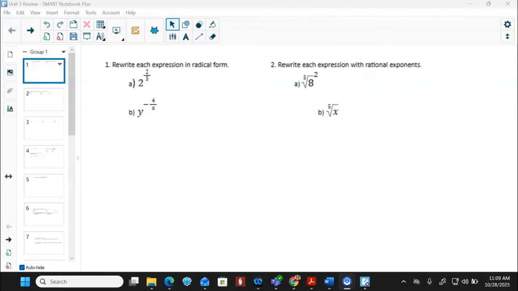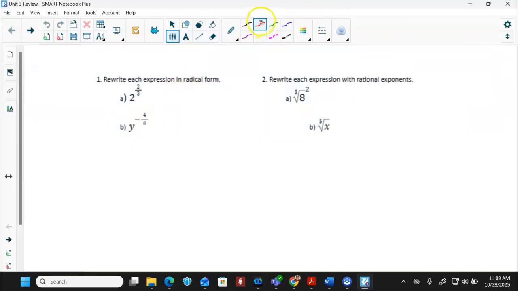All right, guys, this is a review for our Unit 3 test. All right, so the first question is asking you to rewrite each expression in radical form. So remember, radical is your root, okay? So we are going to make a root 2. The big 2 goes on the inside. Now the bottom 3 goes on the outside, and the other 2 goes as a square, okay?